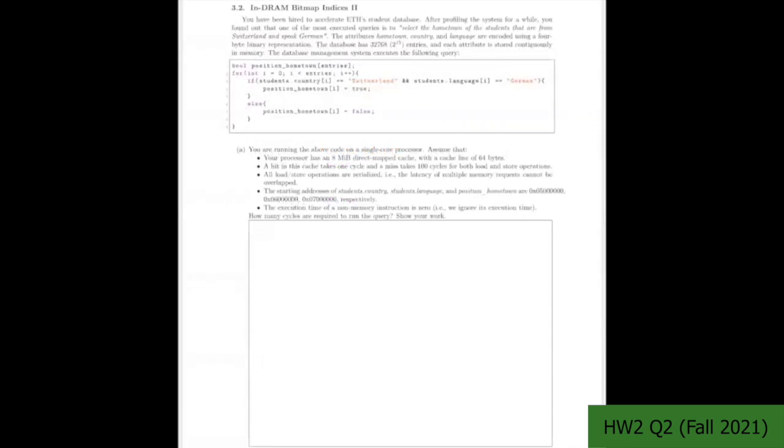Hello, I'm Geraldo, and I'm going to be solving this question from the homework tool. It's about processing-in-memory, and it's the In-DRAM bitmap index 2 question.